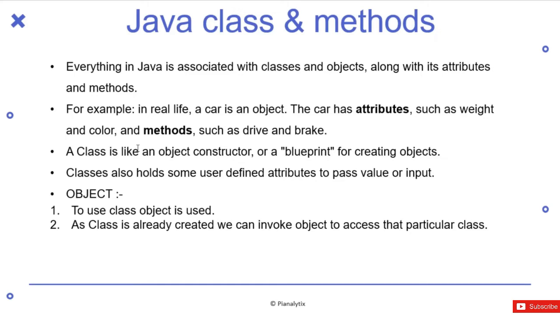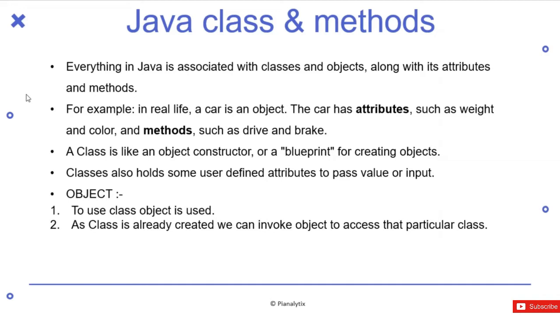So basically, we can create car as a class. Its attributes are weight, color, model number, etc. And methods: the car can stop, drive, brake, etc. So a class is like an object constructor. It creates the object, or it can be a blueprint for creating objects. So objects are basically just invoking the class.